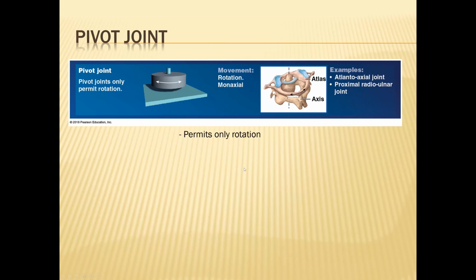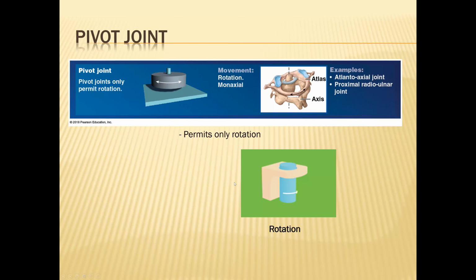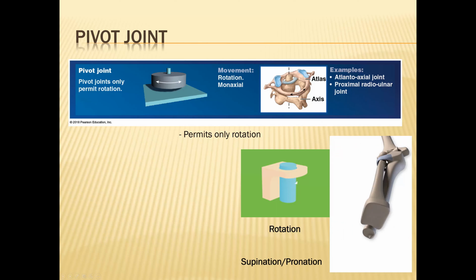The next type of joint is a pivot joint. A pivot joint allows only rotation, so the rotation of something around something else. So if we look at this image here, a pivot joint is going to be one bone rotating around or within another bone. And here's another example, because your radius can pivot or rotate around the ulna to allow you to supinate and pronate your forearm. And go back and look at the synovial movements to remind yourself the difference between supination and pronation.